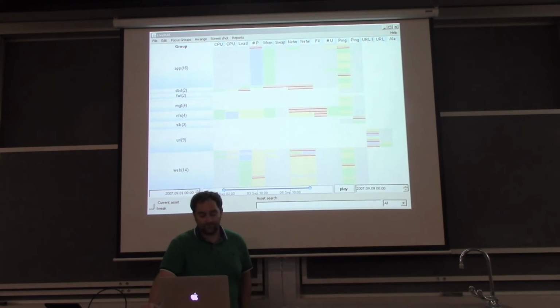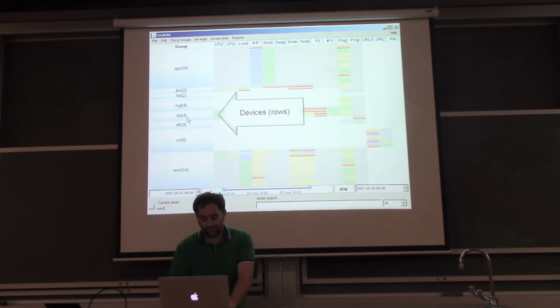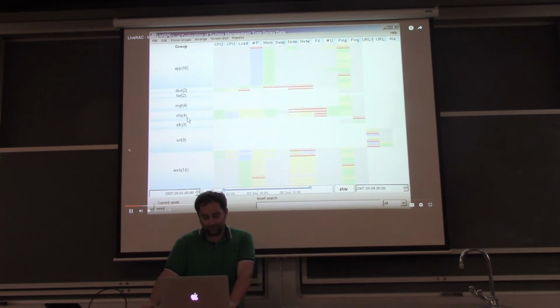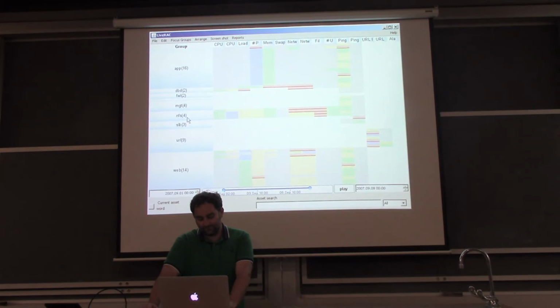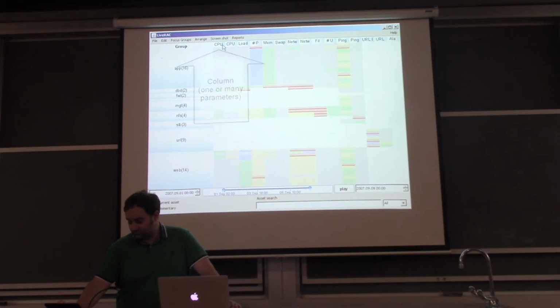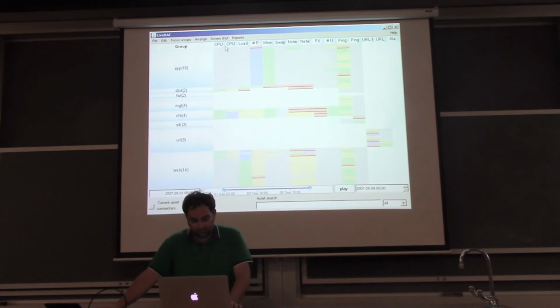We show LiveRack, a visualization system for viewing large quantities of time series data in the domain of system management. Monitored devices are represented by rows. This label shows aggregate information about a group, NFS, with 4 devices. Columns show one or many parameters collected from the devices. This column shows CPU usage. In the current overview, each cell is a small colored block. In these 4 cells, green means CPU utilization is above 35%.